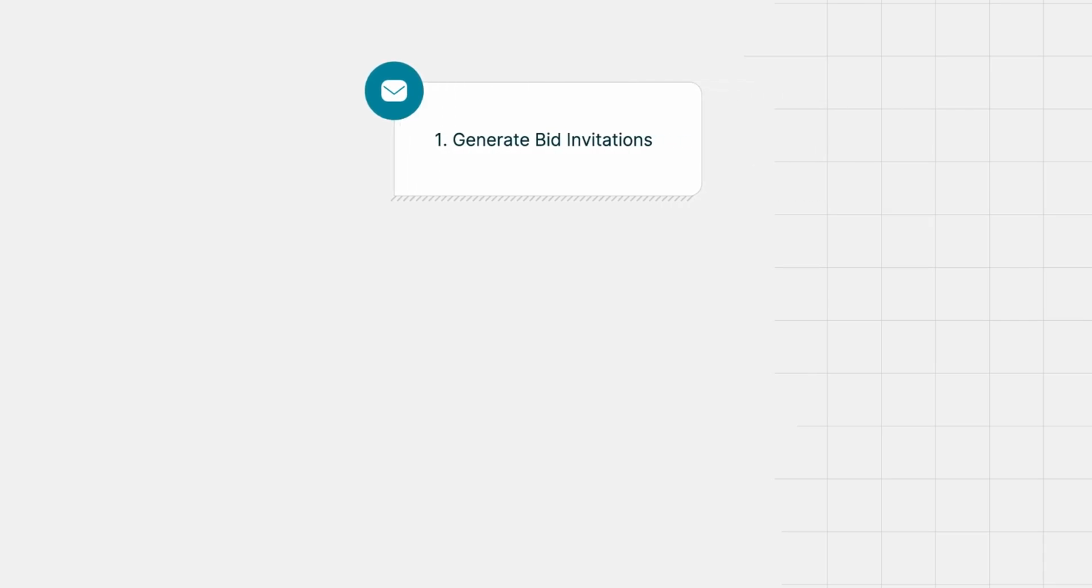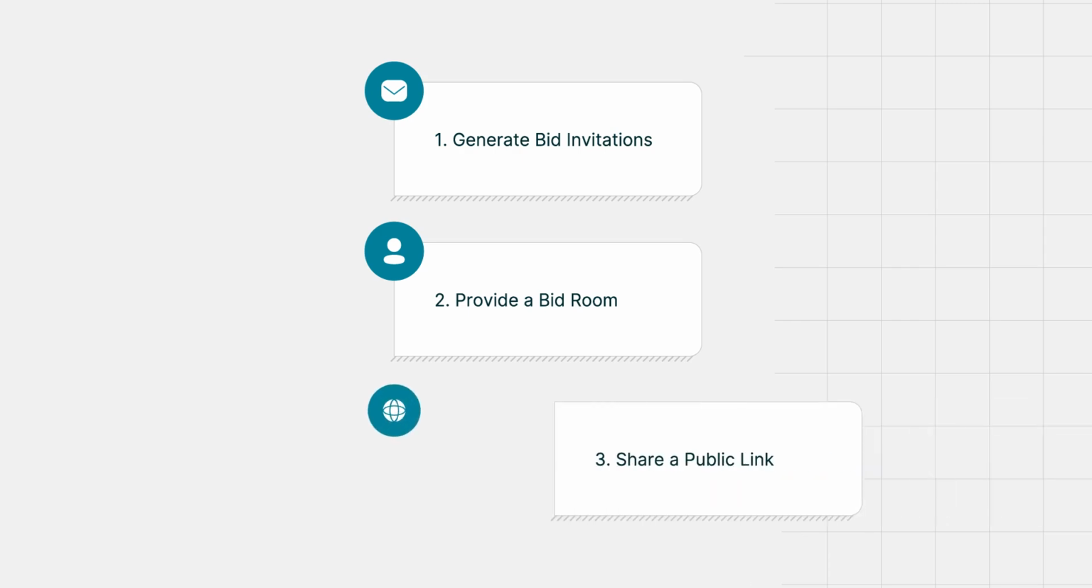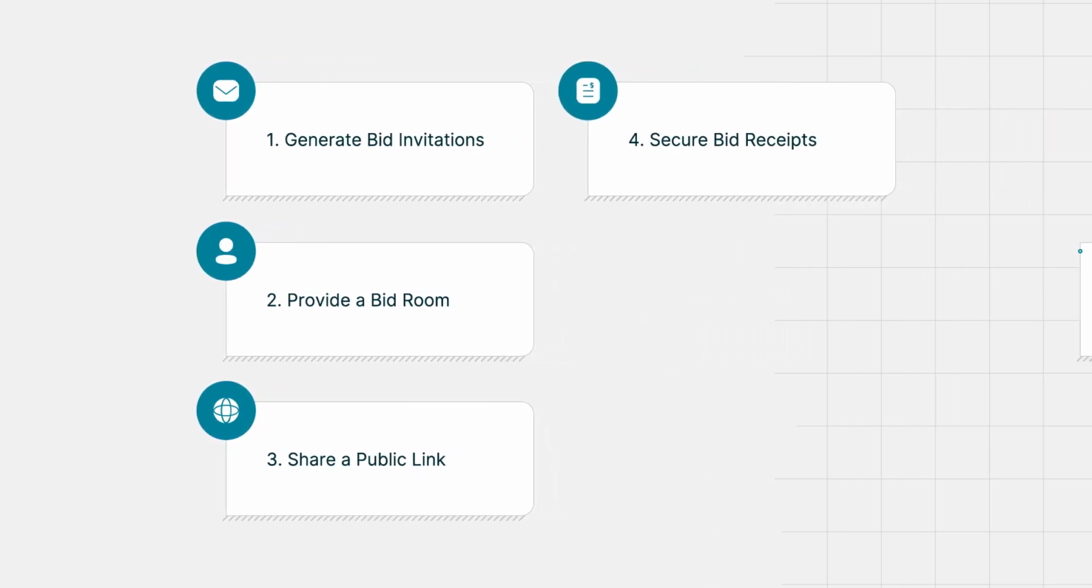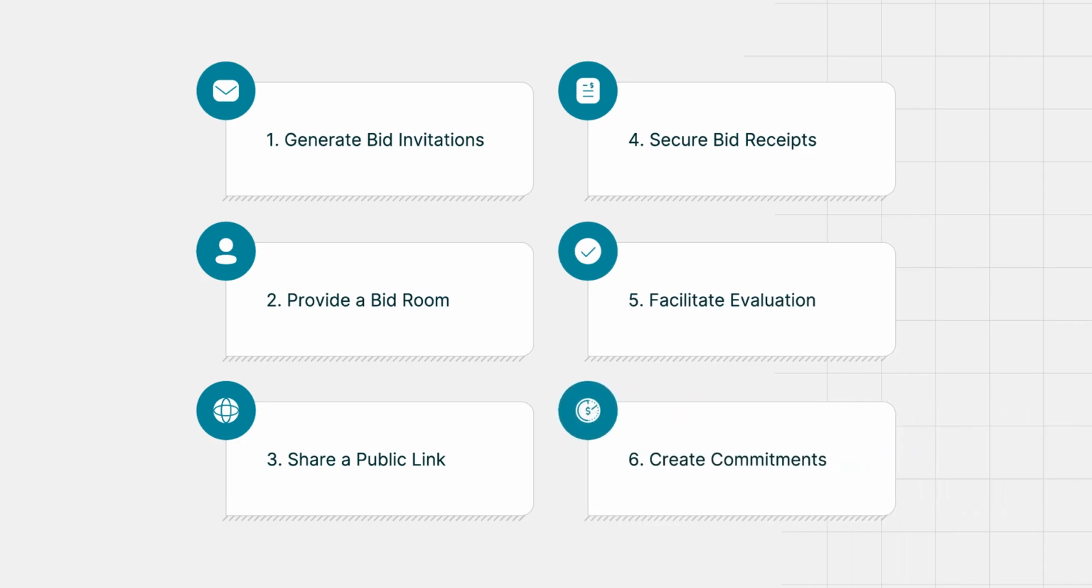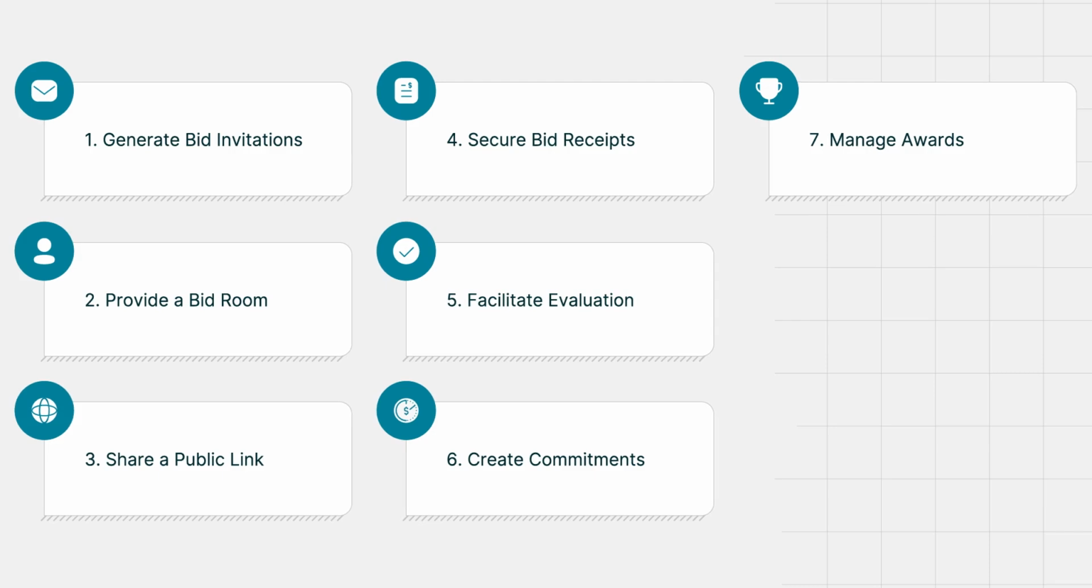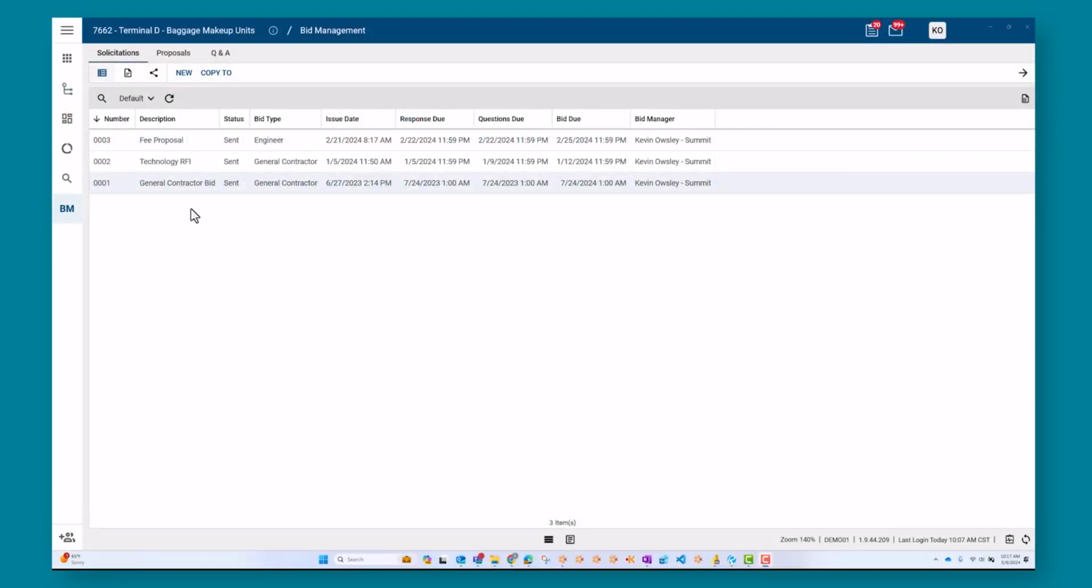Generate and document compliant bid invitations. Provide a bid room for vendors to access drawings, ask questions, and submit bids. Create and share a public link outside of the system. Secure receipt of bid documents. Facilitate evaluation. Easily create commitments from awarded bids. Effortlessly manage award notifications. At a quick glance, you can view as many different bids and solicitations as needed.